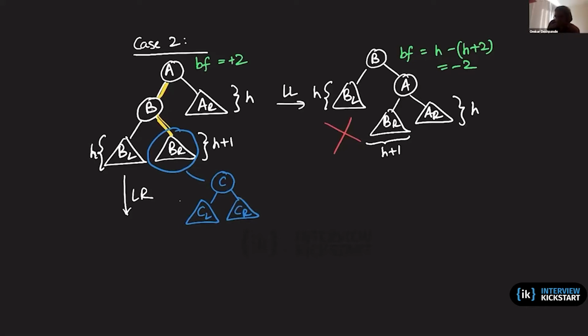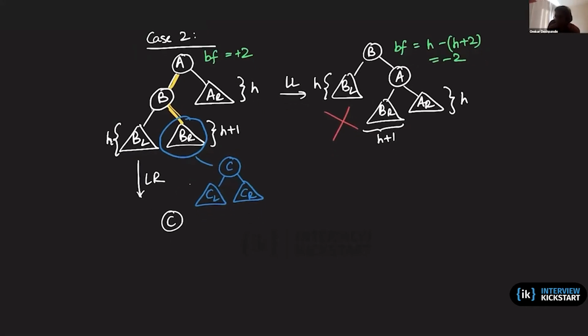And after LR is done, that's a double rotation. Between A, B and C, B comes first in Inorder Traversal, then C, and then A. So C is in the middle. So C is going to rise up with B to its left and A to its right after LR.